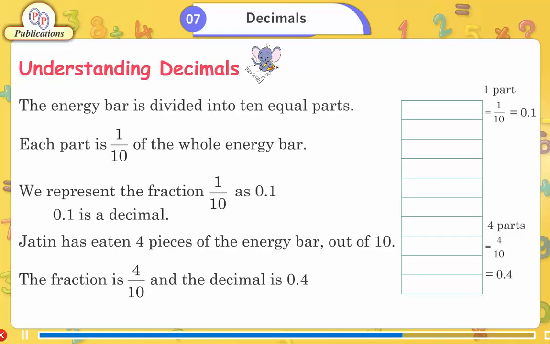1 part is equal to 1 upon 10, which is equal to 0.1. 4 parts is equal to 4 upon 10, which is equal to 0.4.